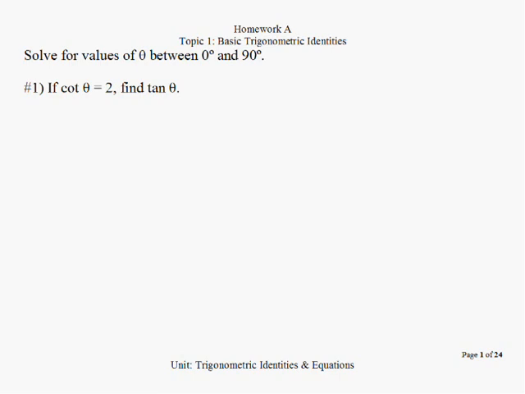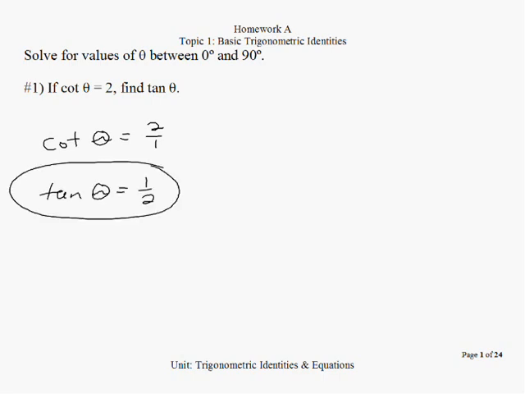Solve for values of theta between 0 degrees and 90 degrees. Number 1 says if cotangent of theta is 2, find tangent of theta. As a fraction, 2 is 2 over 1. If you know your quotient identities, you'll know that tangent and cotangent are reciprocals. Therefore, tangent of theta is 1/2. Done.